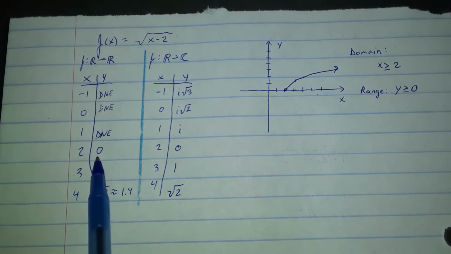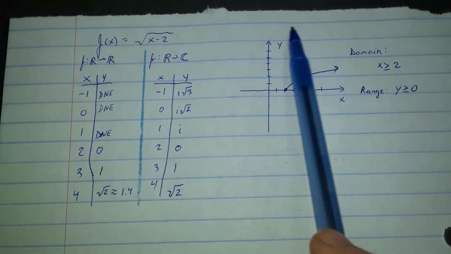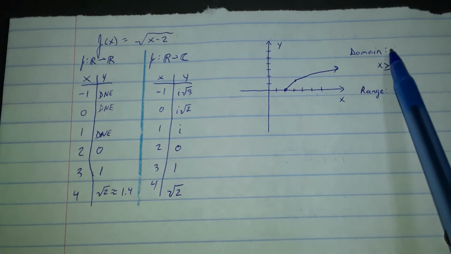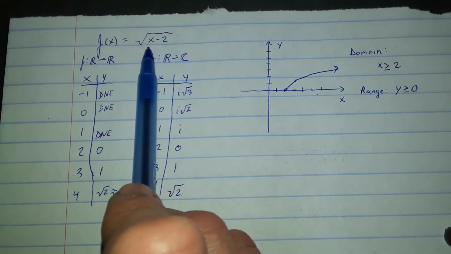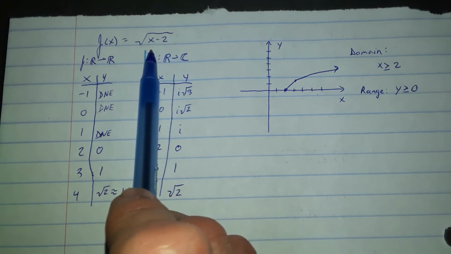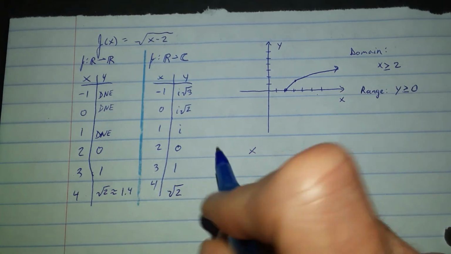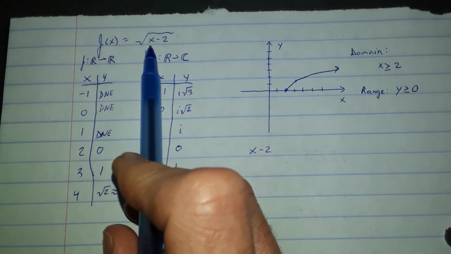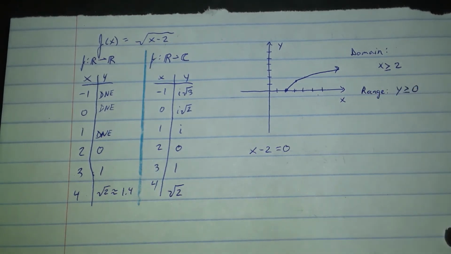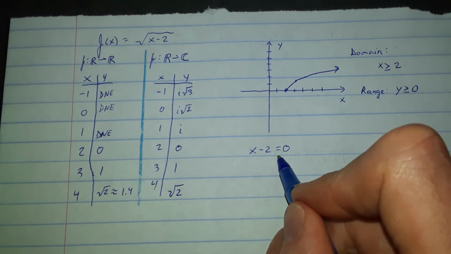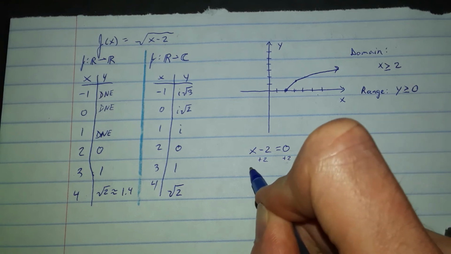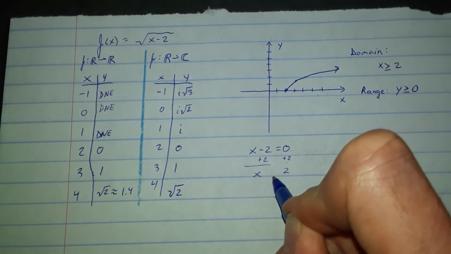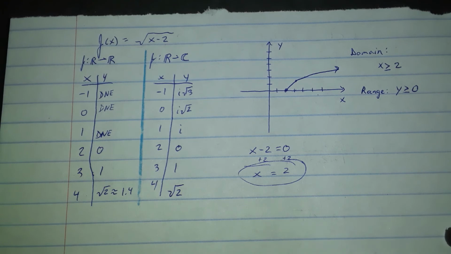How would you find this critical point if you're looking for graphing in the Cartesian coordinate system and finding the domain and range? Well, what you want to do is take the expression that's under the square root and pull it off to the side. So we have x minus 2, and then set that equal to 0. And then solve this for x. So we're going to add 2 to both sides. This is our critical x value.